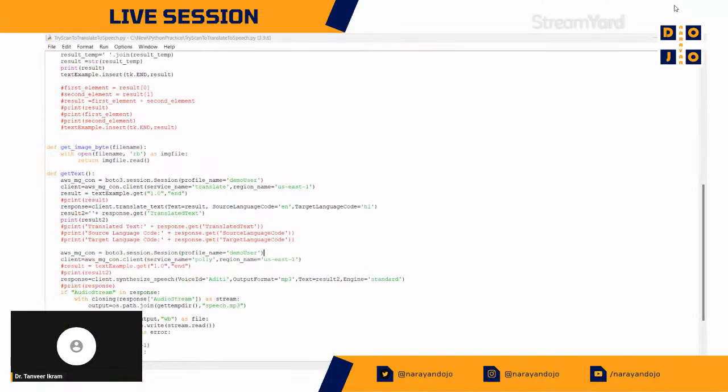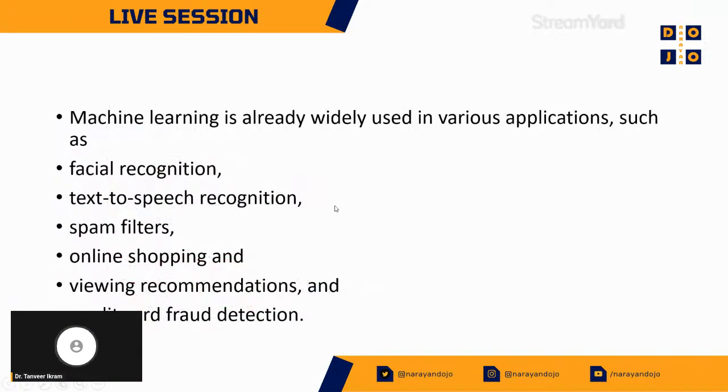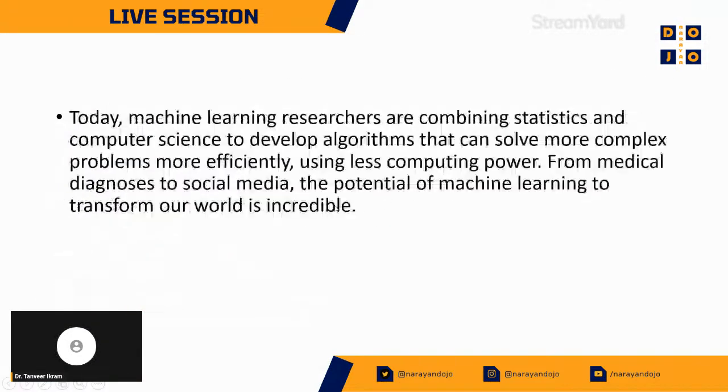So I just told you how things work in the industry. Today, machine learning researchers are combining statistics and computer science to develop algorithms that can solve more complex problems more efficiently using less computing power. From medical diagnosis to social media, the potential of machine learning to transform our world is incredible. The word is incredible.